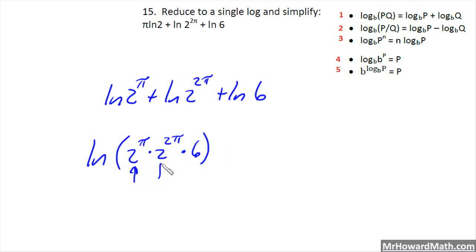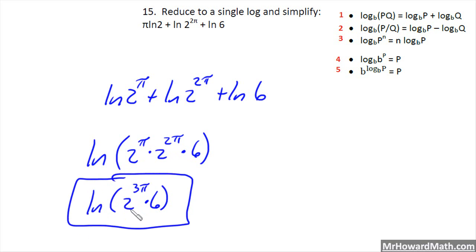And 2 to the pi power times 2 to the 2 pi power. Notice the bases are 2 in this case, so we can add their exponents. So we have pi plus 2 pi. So 1 pi plus 2 pi's is 3 pi's. So ln of 2 to the 3 pi times 6. And that is it. We cannot simplify this anymore. This is our answer. It is a single logarithm.